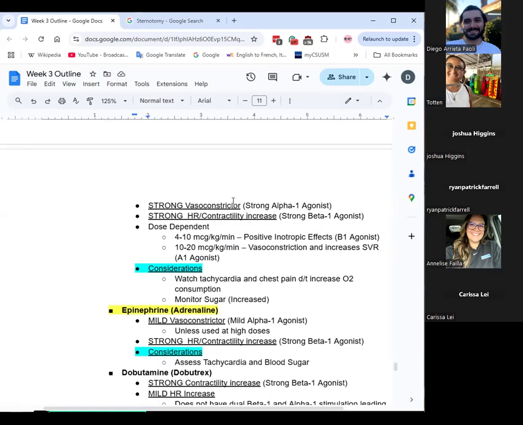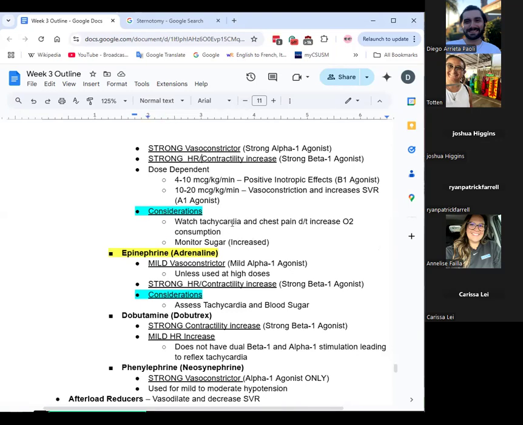Heart rate increases as well, but it's also a vasoconstrictor, which is quite ironic. A couple things to look out for: watching that tachycardia, because you could have heart rate increase and chest pain because of how hard we're making the heart work. We can use up a lot of oxygen there, so we might cause some cardiac ischemia. Dopamine affects the beta 1 and alpha 1, so this is affecting your sympathetic nervous system, therefore it's causing fight or flight.